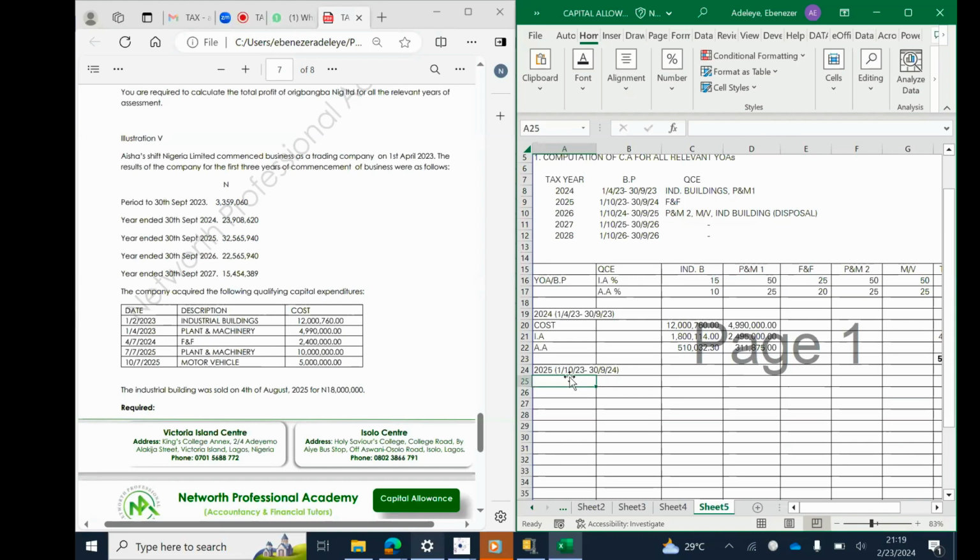So first of all, we are going to deal with the cost, which is the cost for the new one, or we can put cost slash tax written down value. The cost is for the new one that we are introducing for the year, while the tax written down value is for the ones that we are carrying down. Please, is that clear? For the cost now, what's the cost of the first furniture and fittings? 2.4 million.